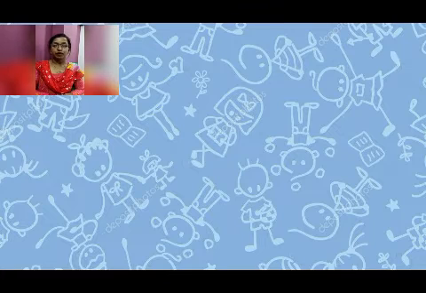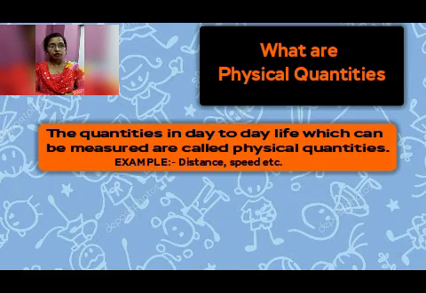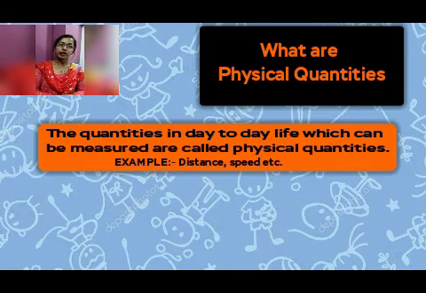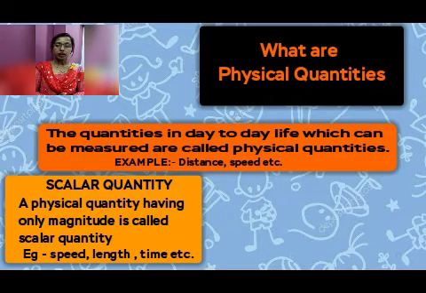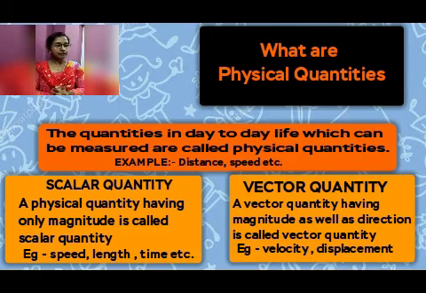So, let's recap. What are physical quantities? The quantities in day to day life which can be measured are called physical quantities. Example, distance, speed, etc. Second point which we have studied is there are two types of physical quantities. They are scalar quantity and vector quantity. What is scalar quantity? A physical quantity having only magnitude is called scalar quantity. For example, speed, length, time, etc.